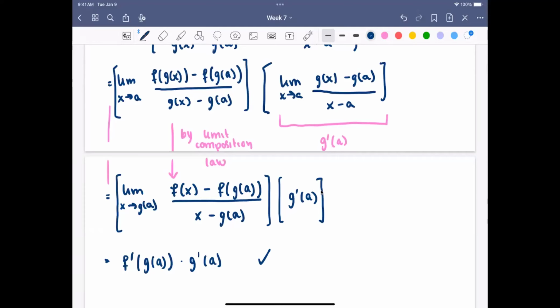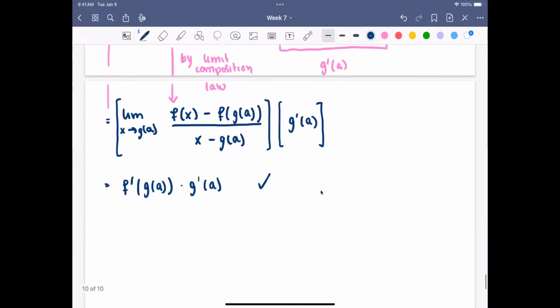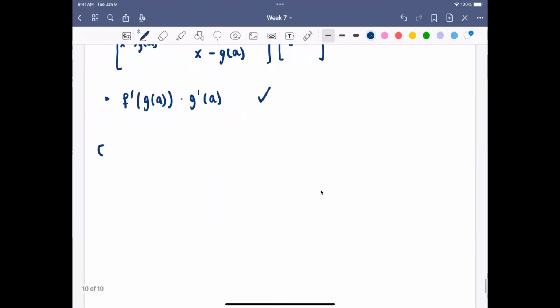Let's do one that combines multiple techniques. So let's take f of x to be (2x minus 1) to the 5th times (x cubed minus x plus 1) to the 4th. Okay, so this is fairly complicated looking.